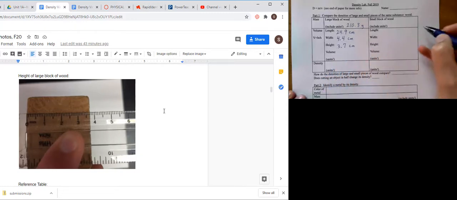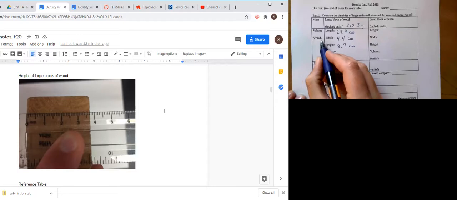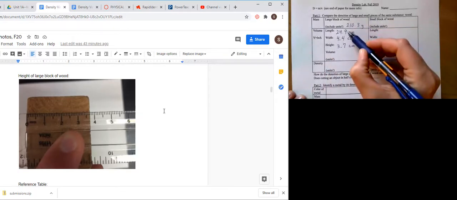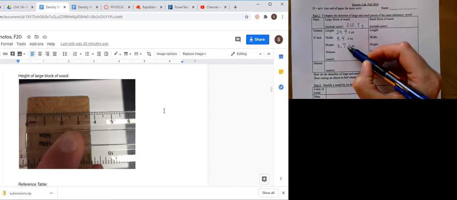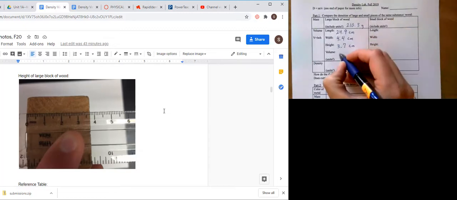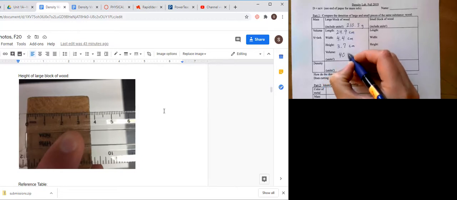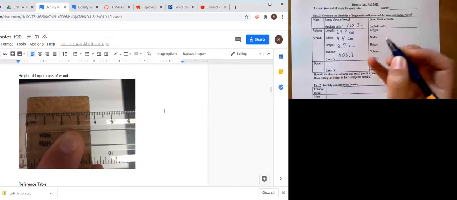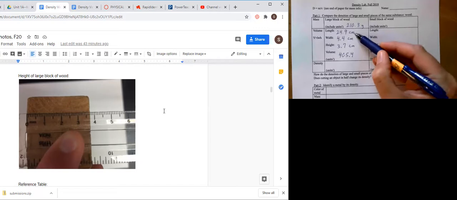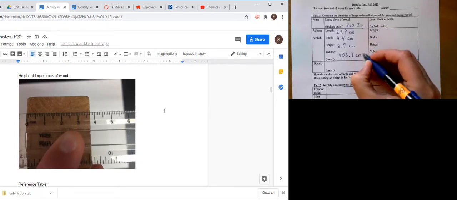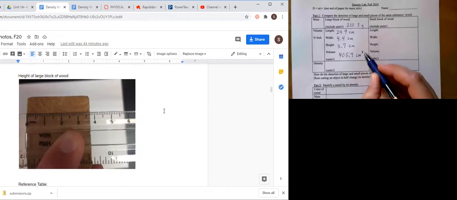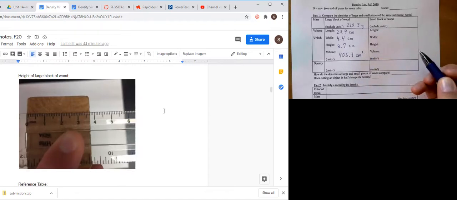All right. So now we are ready to calculate the volume of the block of wood. The volume is the length times the width times the height. So we want to put 24.9 times 4.4 times 3.7 into your calculator. That gives you a volume of 405.4. Now what unit do we use this time? Well, centimeters times centimeters times centimeters gives you centimeters cubed, or cubic centimeters. That's the correct pronunciation, cubic centimeters.